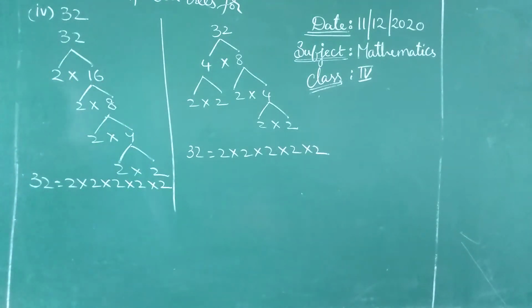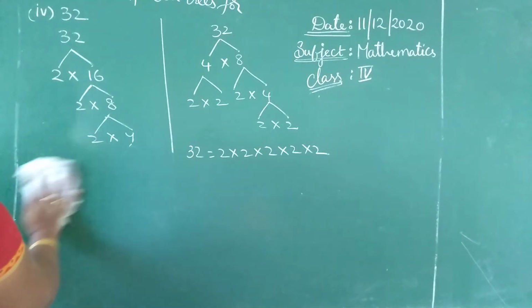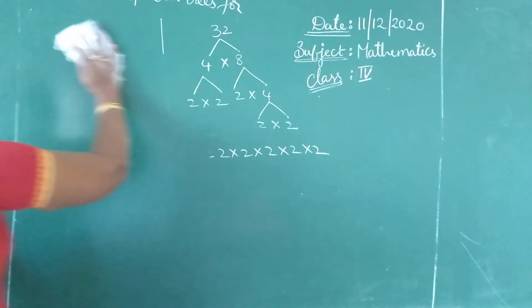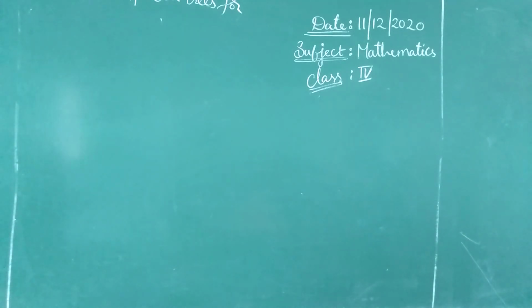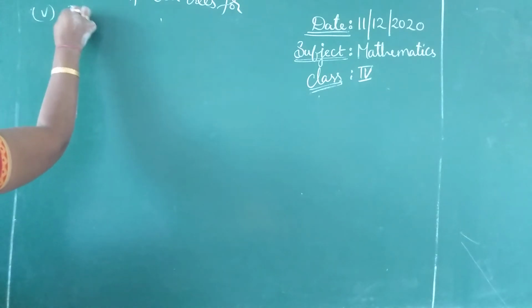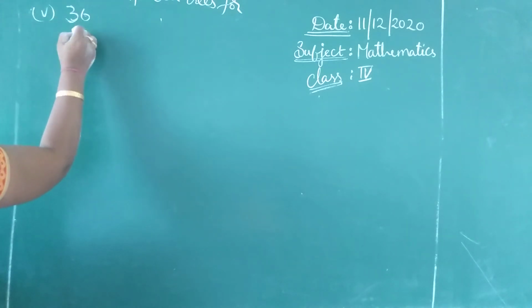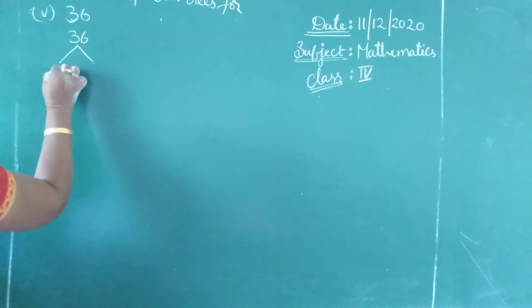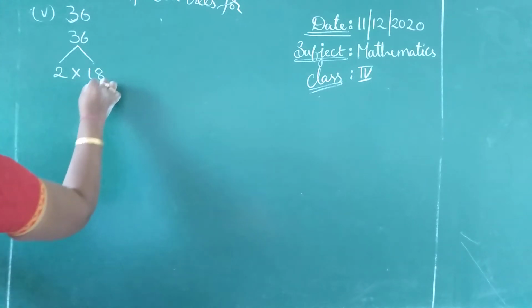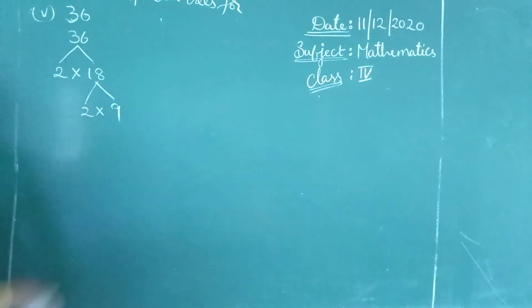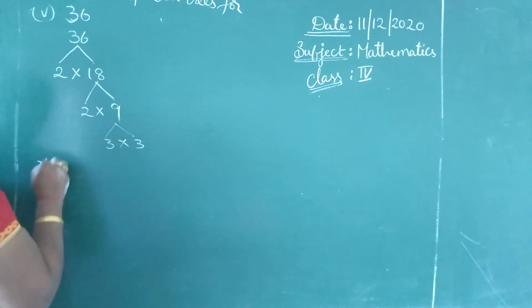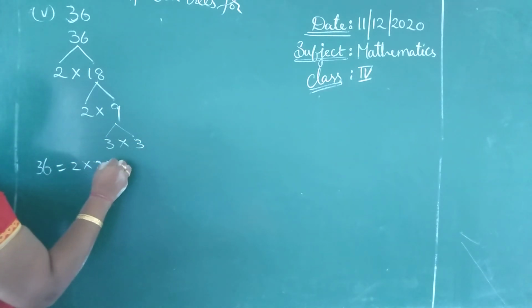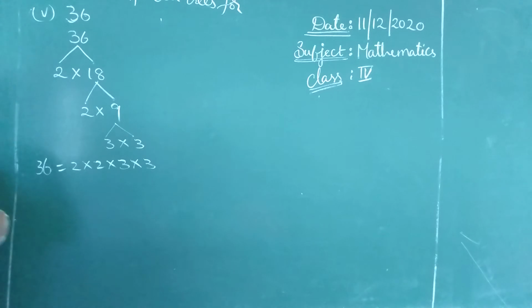See the next one. How can we write the factor tree of 36? 2 eighteens are 36. 18 can be written as 2 nines. 9 can be written as 3 threes. So simply, 36 can be written as 2 into 2 into 3 into 3. Next one.